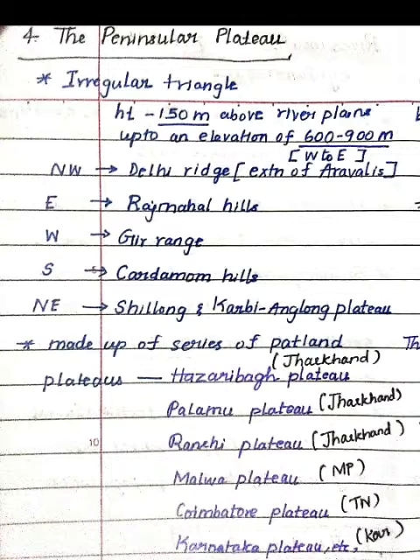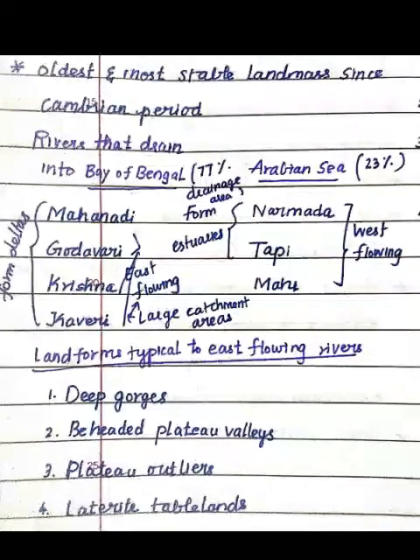This Peninsular Plateau is made up of a series of patland plateaus which are Hazaribagh, Palamu and Ranchi. They are located in the Malwa Plateau in Madhya Pradesh, the Coimbatore Plateau in Tamil Nadu, and the Karnataka Plateau in Karnataka. This plateau has been a stable and rigid structure since the Cambrian period. The Cambrian period is the first geological period of the Paleozoic era, which lasted for 55.6 million years.